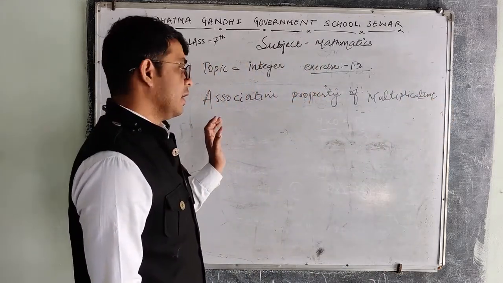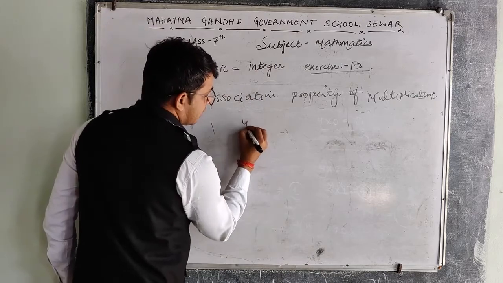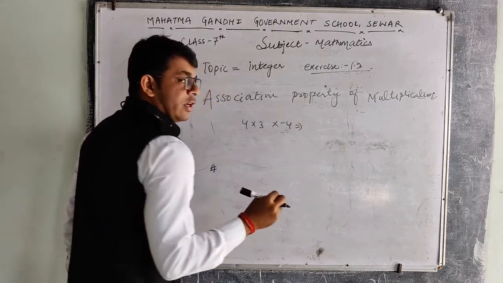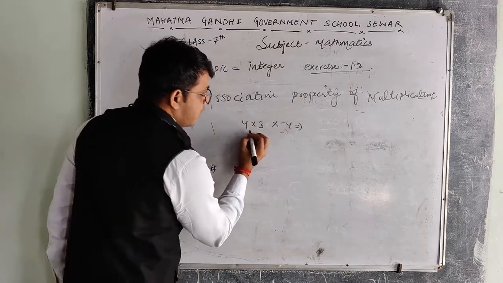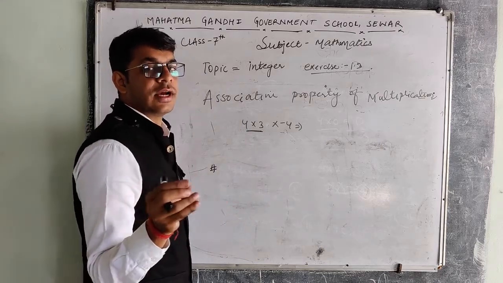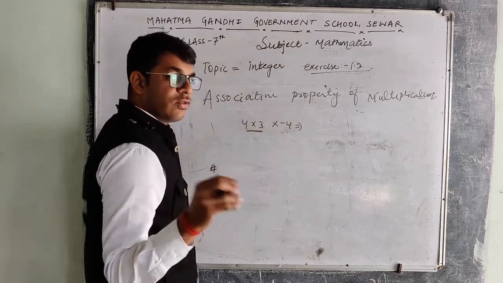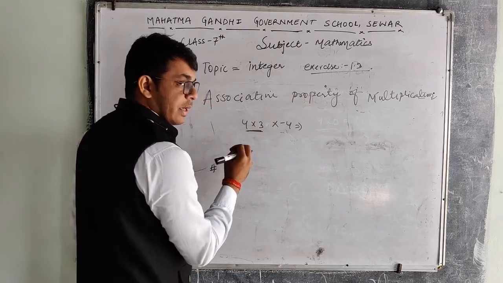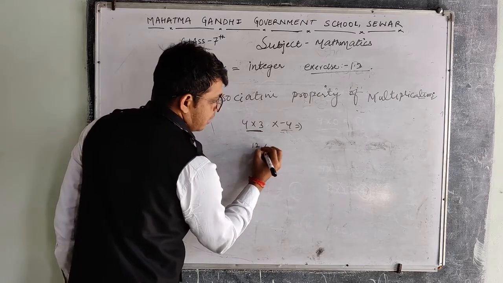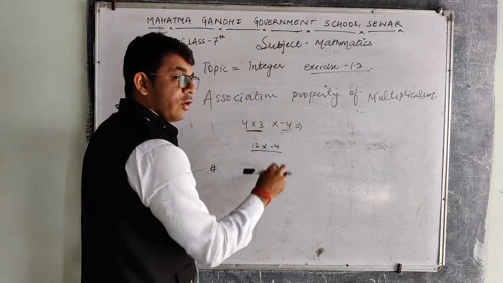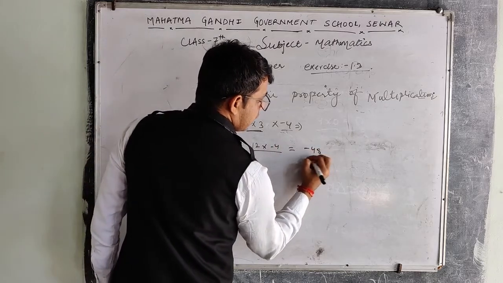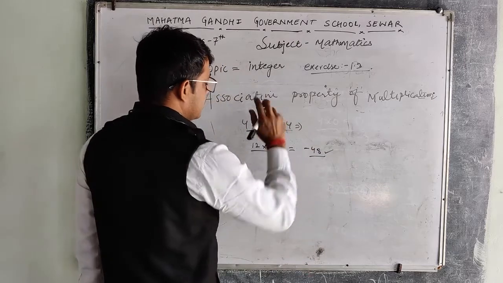As we saw earlier, 3 integers are multiplied. How do we solve these in integers? First we will make a batch, because there are 3 numbers. We can't make a batch of more than 2. First we will make a batch, 4 into 3, 12, into minus 1. Now we got two numbers, we will multiply them. What will be the result? Minus 48.